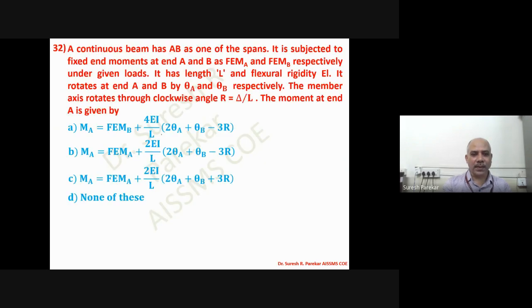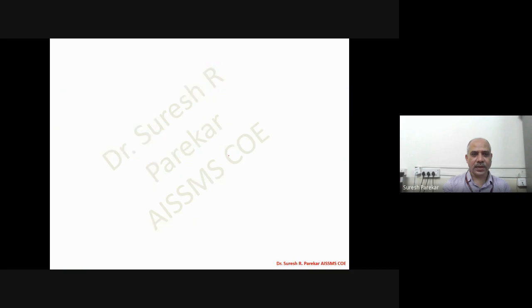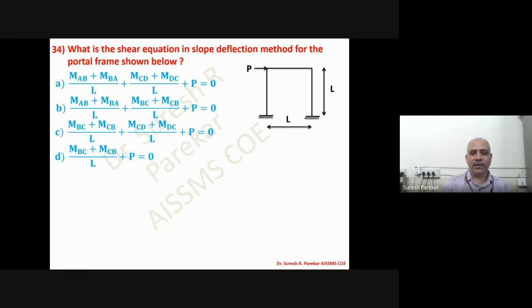Then a continuous beam is given. So we have the formula: MF, the fixed end moment, plus 4EI upon L theta A plus 2EI upon L theta B minus 6EI delta upon L square. And delta upon L we have R. So from this we are going to get option B. The failure of a column depends upon, that is clear, slenderness ratio. C option.